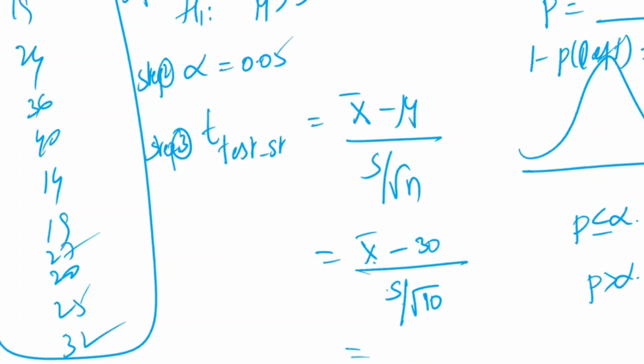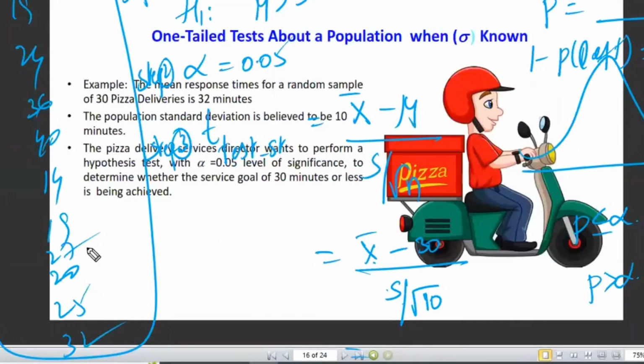In the given question, for the 30 samples, they have not given us the data. They only calculated the sample mean and told us that it is 32, and we are substituting the 32 here. That is the only difference between that one and this one.